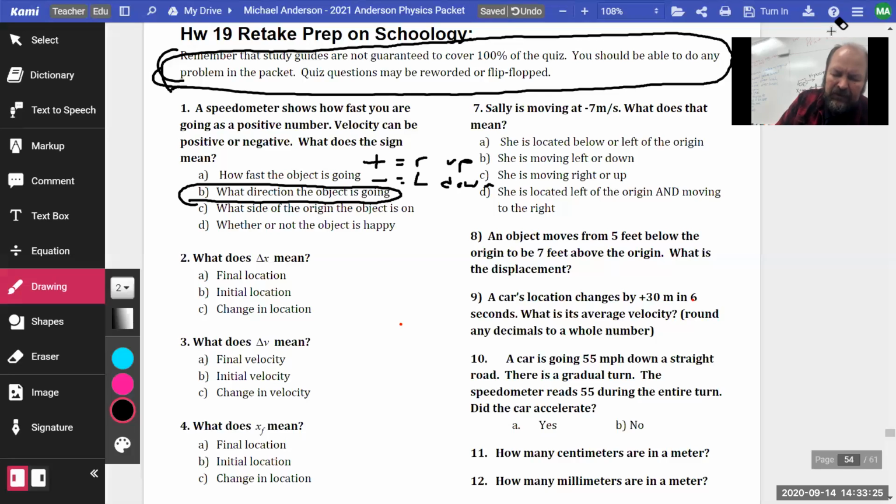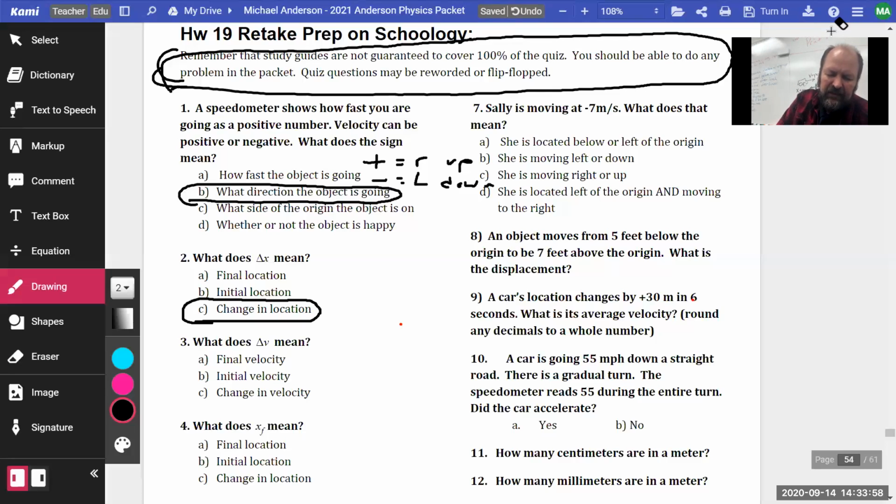Number 2, what does triangle X mean? Is it the final location? Is it the initial location? Is it the change in location? Please circle your answer right now. You've seen the triangle before in chemistry class. It was triangle T back then for the change in temperature. So delta X or triangle X is the change in the X location, change in X, change in location.